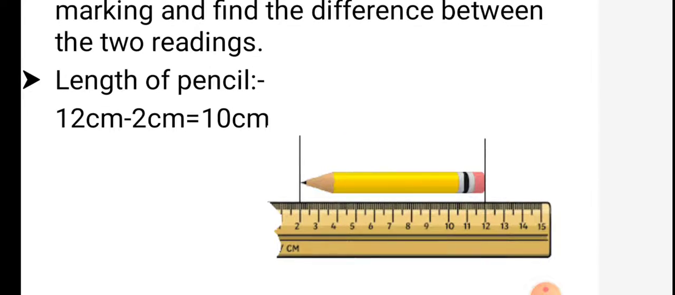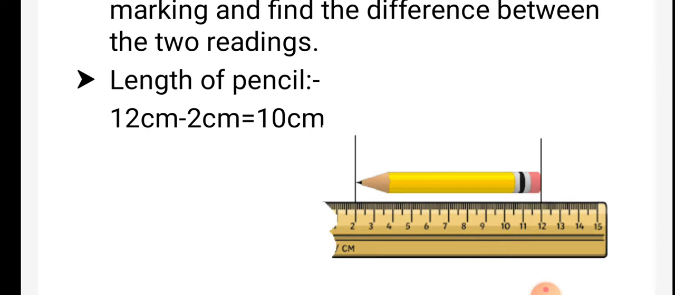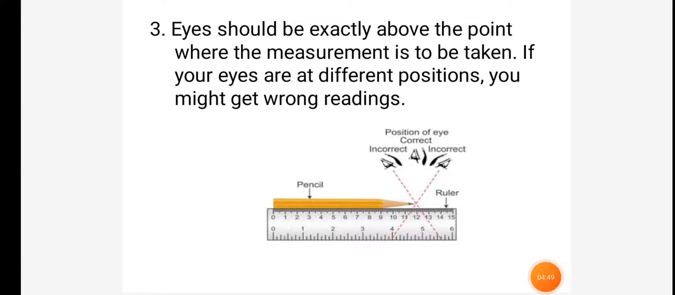So as you can see in this diagram that the ruler is broken from one side. So we have started measurement from 2 centimeter. So what is the actual length of the pencil? The actual length of the pencil is final reading minus initial reading. Final reading is 12 centimeter minus 2 centimeter is equal to 10 centimeter. So the actual length of the pencil is 10 centimeter. Step number 3. Eyes should be exactly above the point where the measurement is to be taken. If your eyes are at a different position, you might get wrong readings.